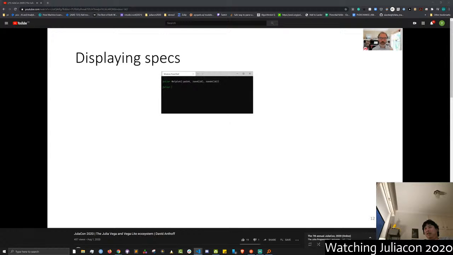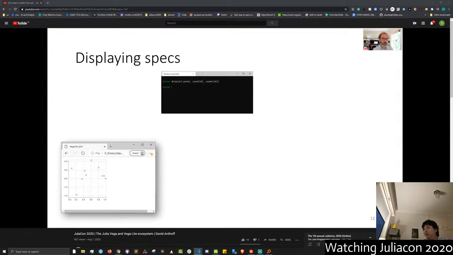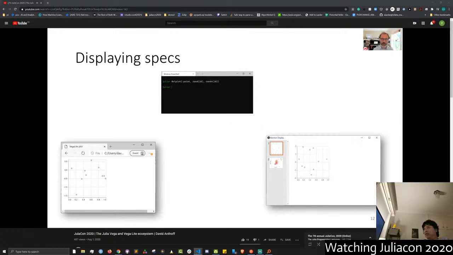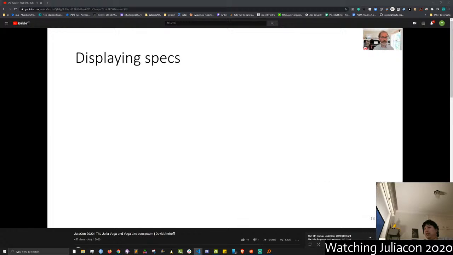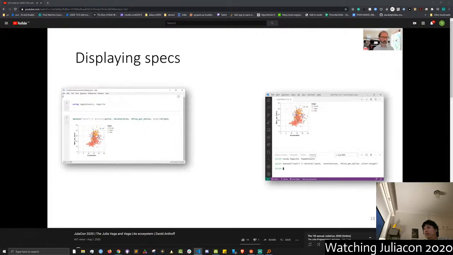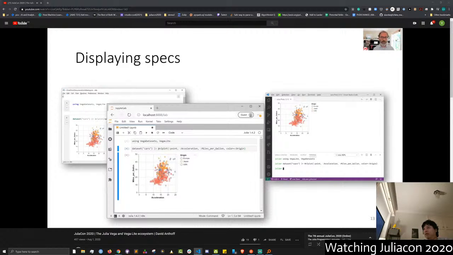How can you display specs? Well, the vanilla experience is that it shows specs in a browser, but you can also install and load the package Electron Display, and in that case, you get a much richer experience for displaying plots with a thumbnail view and so on. If you're using any notebook environment, for example, Interact or VS Code or Jupyter Lab, all of those clients actually ship the Vega and VegaLite JavaScript libraries out of the box and provide a really rich integration with the Vega and VegaLite ecosystem. So the plots that you create while running inside these environments will look particularly good, and any interactivity that you, for example, add to these plots will work flawlessly.